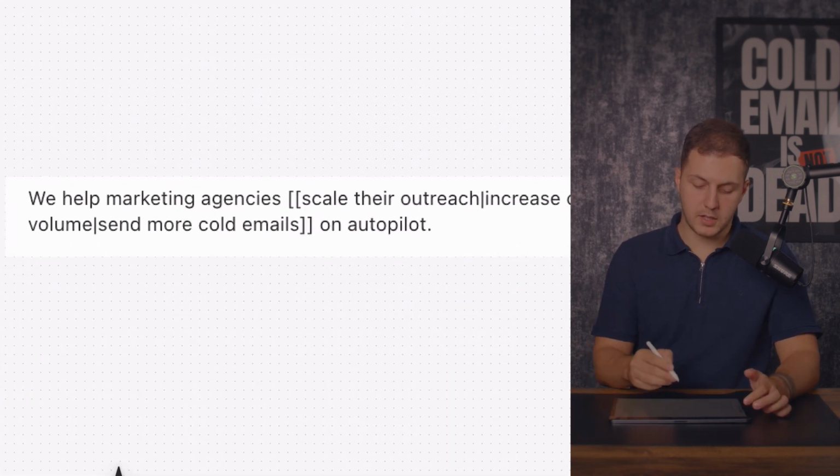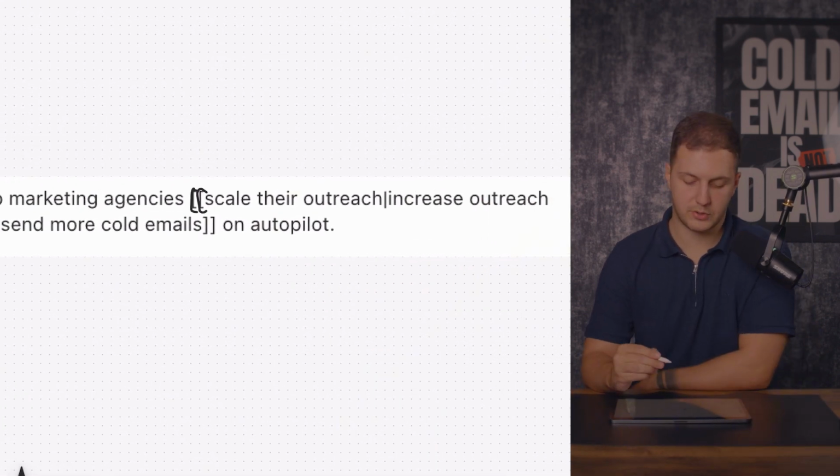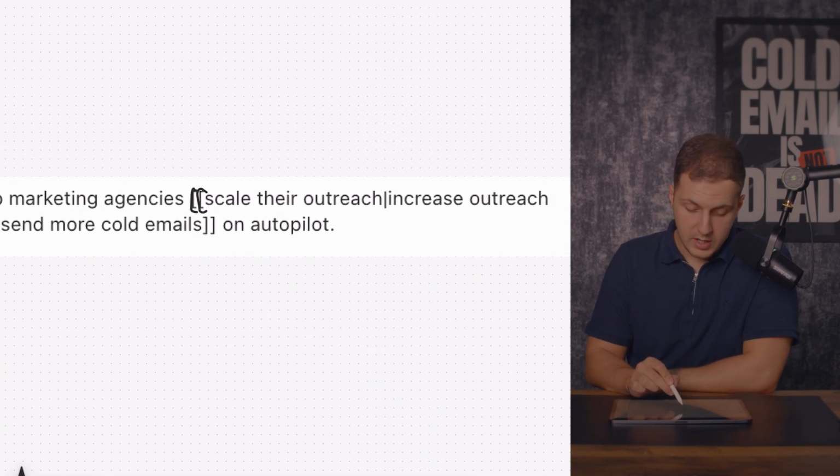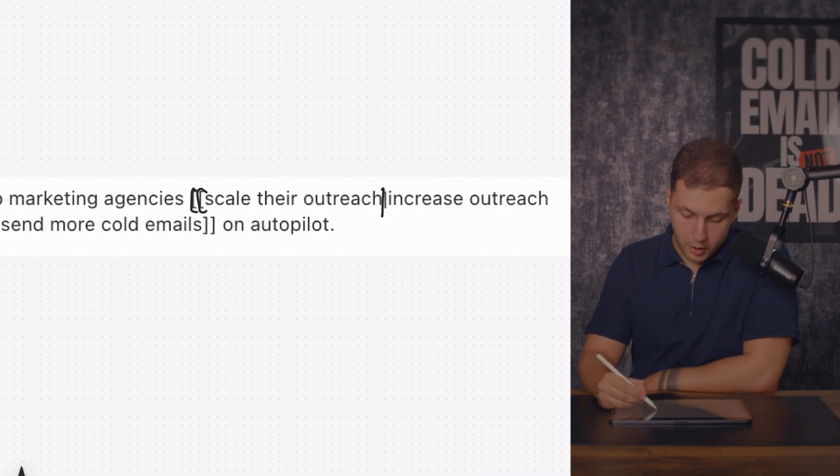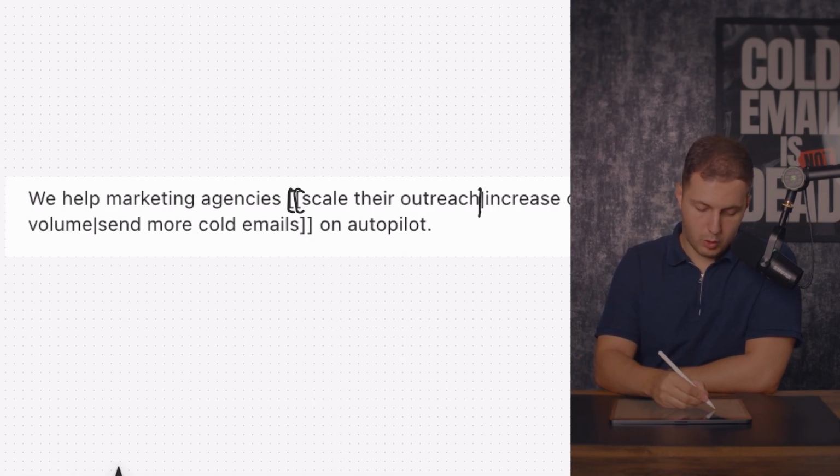So we help marketing agencies. Now, this is how we use spin text inside of our platform: scale their outreach, or increase outreach volume, or send more cold emails. And what this does is the software will automatically randomly pick one of these three options in every single email. This feature allows you to randomize your email copy and make sure that every single email is different. Now, we can use spin text in every single sentence of our cold email.